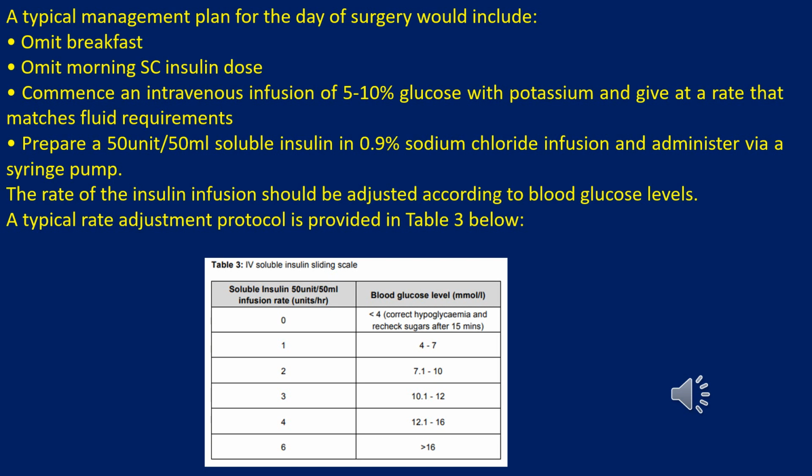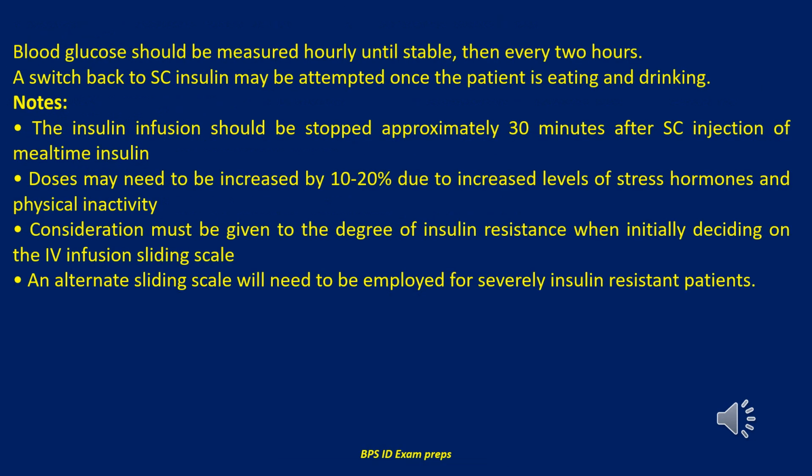A typical rate adjustment protocol is provided in Table 3 below. Pause the video and carefully scrutinize the table before advancing to the next slide. Blood glucose should be measured hourly until stable, then every 2 hours. A switch back to subcutaneous insulin may be attempted once the patient is eating and drinking.